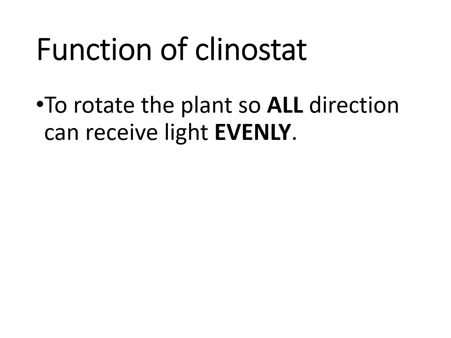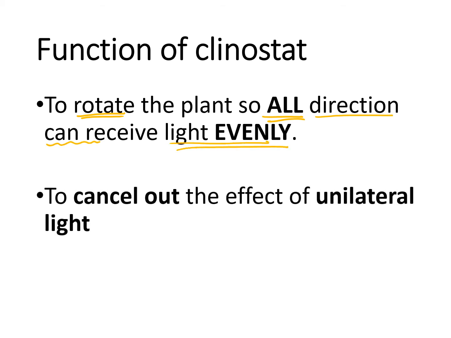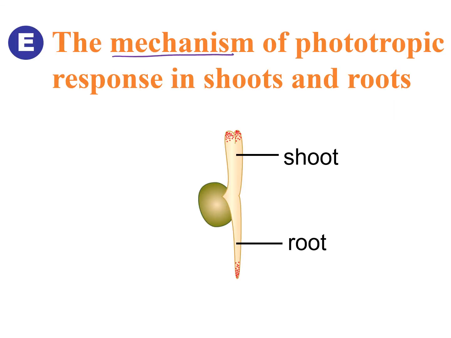This is because the clinostat rotates the plant so that all directions of the plant can receive the light evenly, 平均地. This helps to cancel out or remove the effect of unilateral light, 單向光. So if there is no effect of unilateral light, the plant is just like growing in an environment full of light shining from everywhere. It is just going to move up vertically so as to get the maximum amount of light from the top.